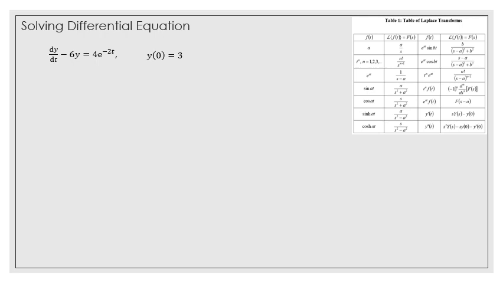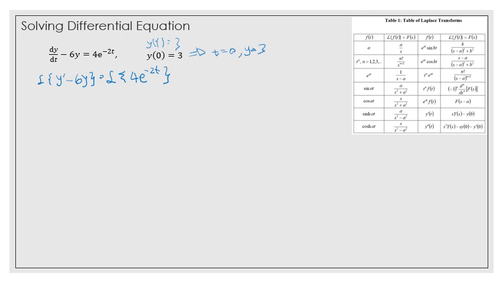In this example, we have a first order differential equation where we have dy/dt here. We also have the initial condition y(0) equal to 3. What does it mean here? This is y(t) equal to 3, so it means that when t equals 0, we have y equal to 3. Let's first find the Laplace transform. I just write down here the Laplace transform of y prime minus 6y equal to the Laplace transform of 4e^(-2t).